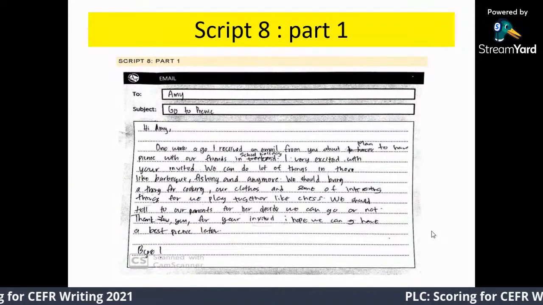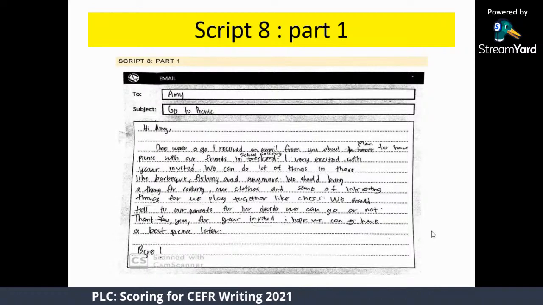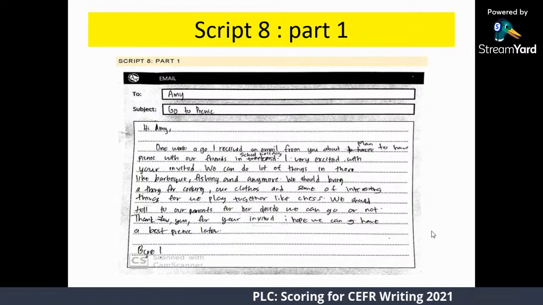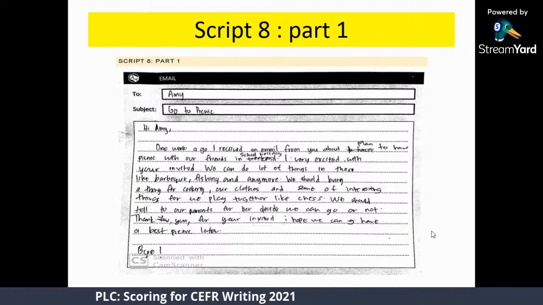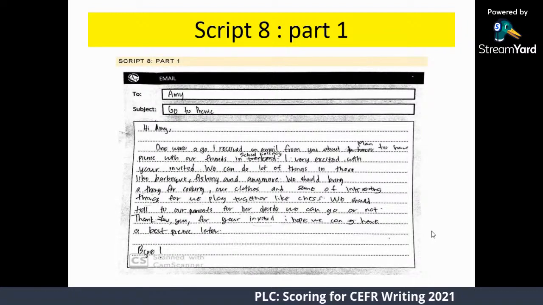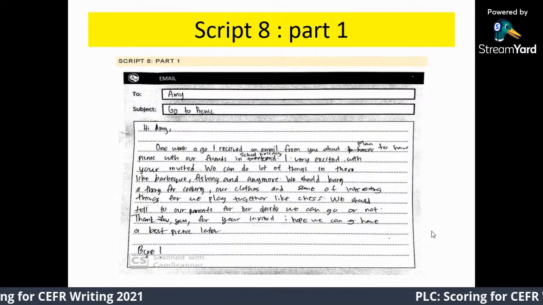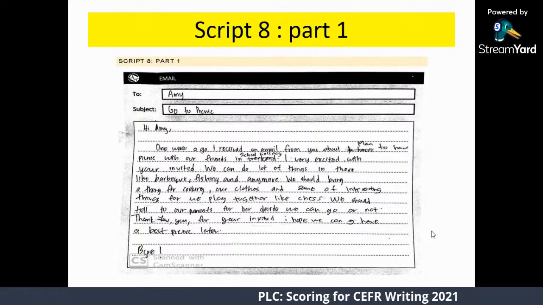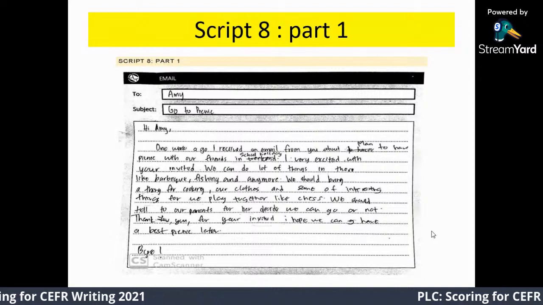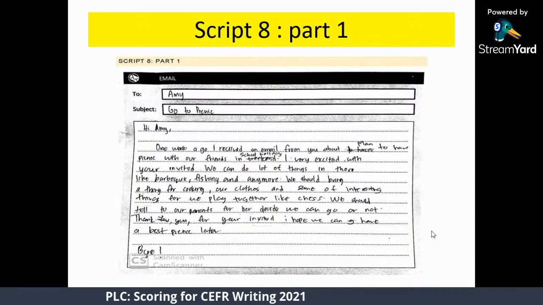Okay, this one says, "1 week ago, I received an email from you about plan to have picnic with our friends in during school holiday. I very excited on mission with your invited. We can do a lot of things in those, like barbecue, fishing, and anymore." Error, I don't know what that is. I think it's a thing. "We should bring a thing for cooking." Maybe they're talking about cooking supplies and cooking utensils. "Clothes and some of interesting thing for us play together, like chess." But the idea is that what to bring has been mentioned. "We should tell our parents for them to decide." Error.